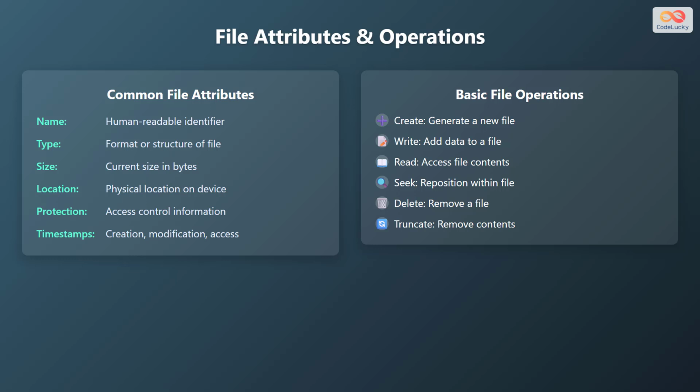Now let's discuss the basic file operations that you can perform on files. These operations include create, which means generate a new file. Write, add data to a file. Read, access file contents. Seek, reposition within a file. Delete, remove a file. And truncate, remove contents of a file.